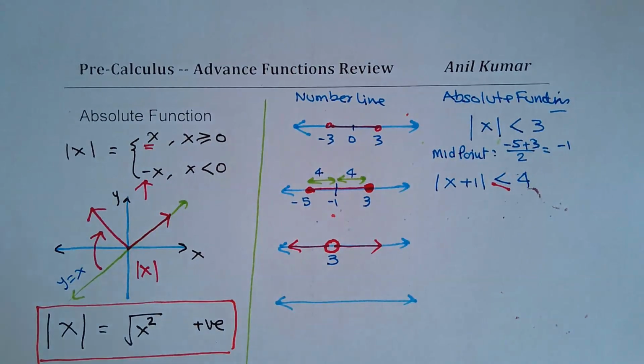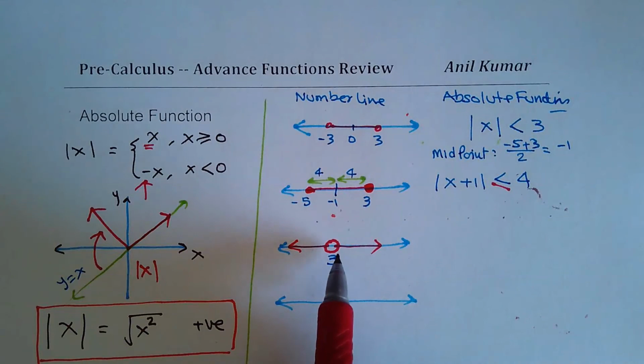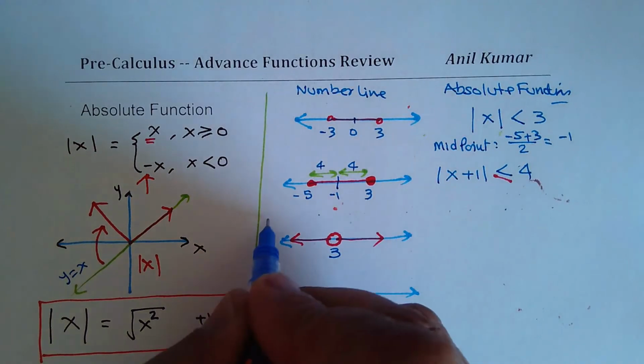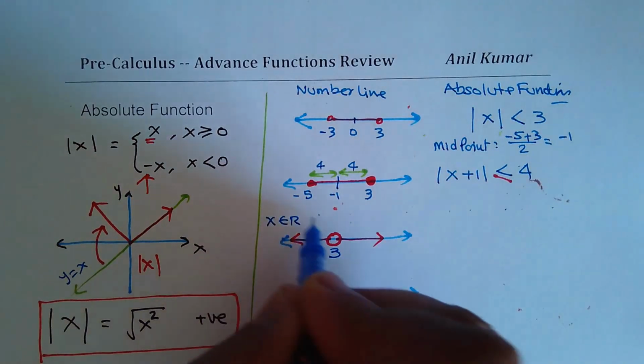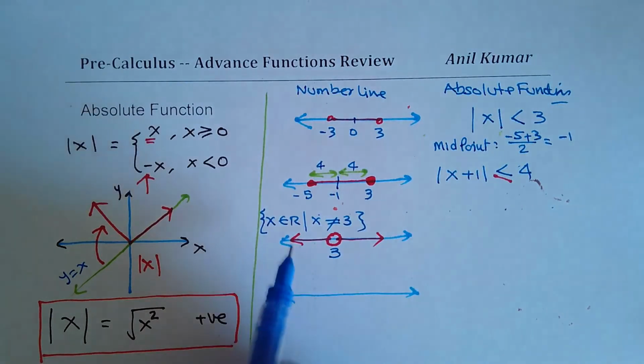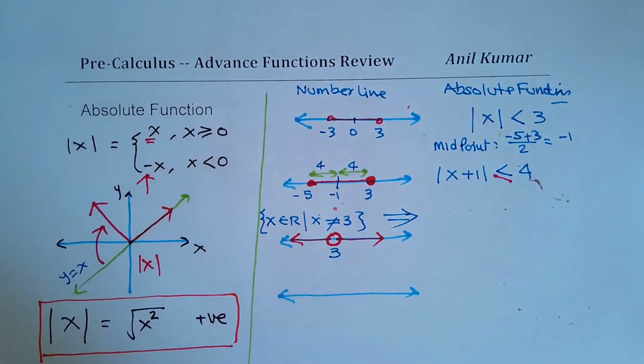Now in this particular case, how will you write the solution x not equal to 3 in the form of an absolute function? What we are saying here is that x belongs to the real numbers, so that x is not equal to 3. How do you represent this as an absolute function? This is the question for you. Can you tell me, please?